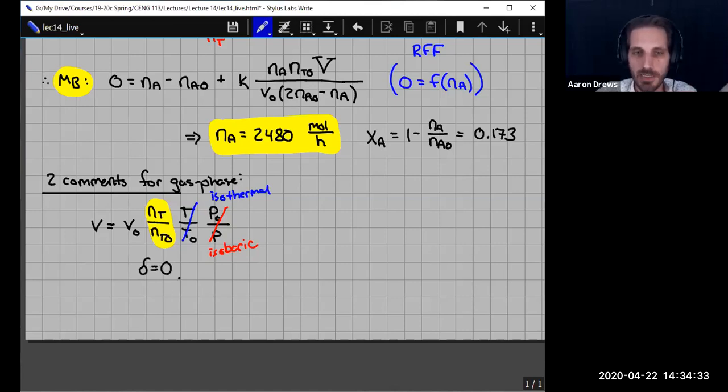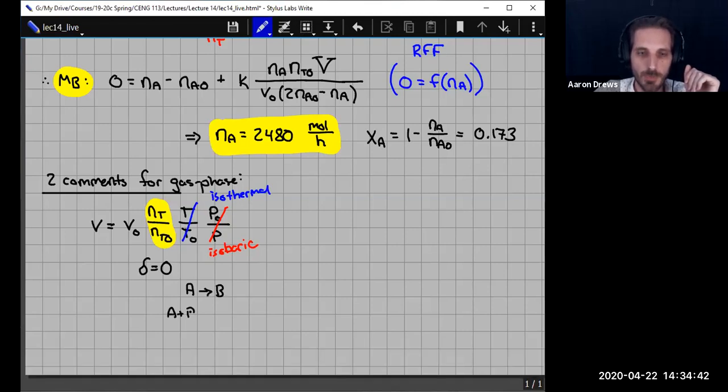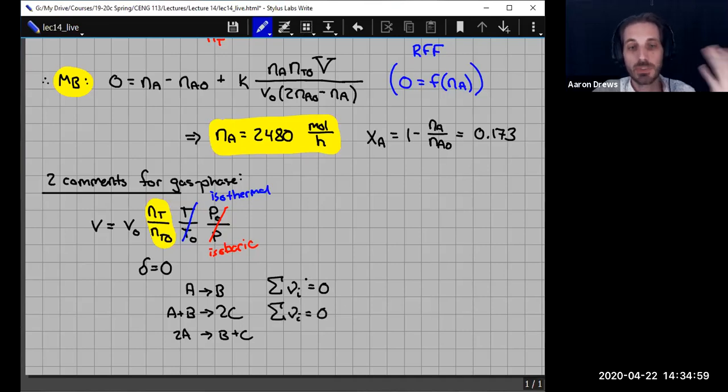So what are the reactions that look like delta is equal to zero? Those are the ones where you have something like A goes to B, or A plus B goes to 2C, or 2A goes to B plus C, something like that. In all of these cases, if you sum up the stoichiometric coefficients, they will all be equal to zero. And what that means is that we're not generating or destroying any moles.